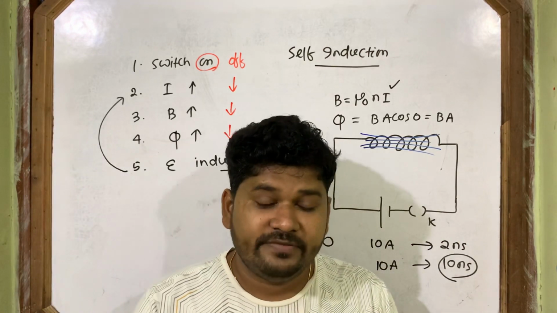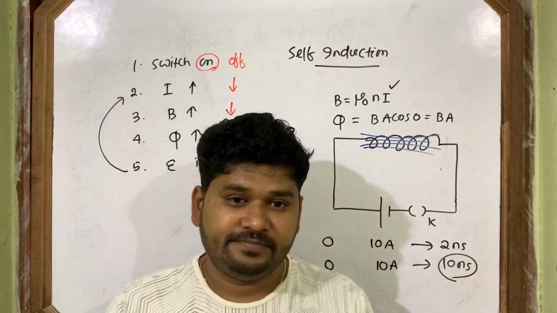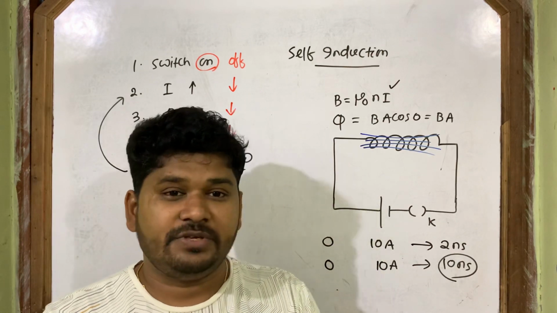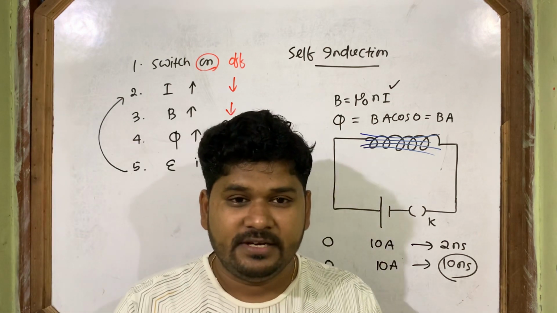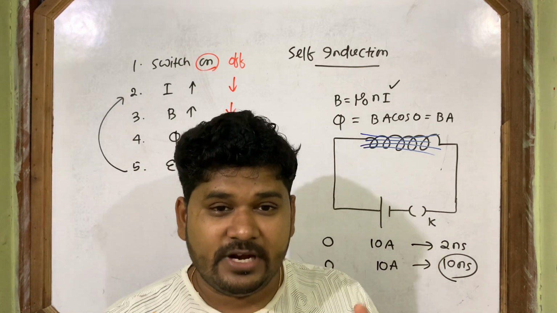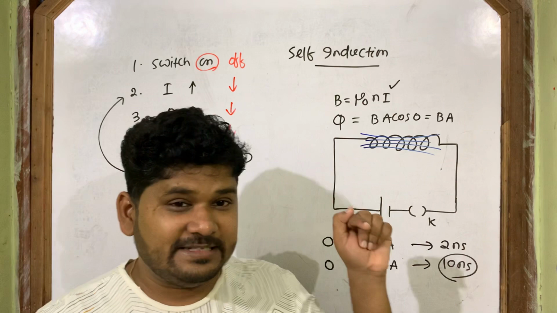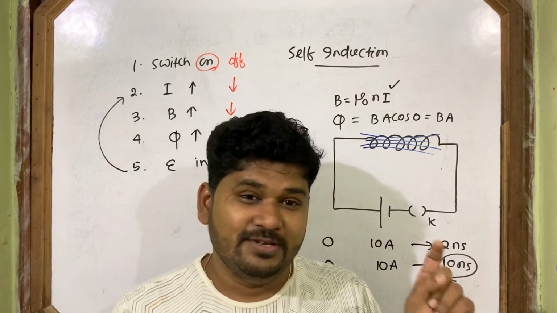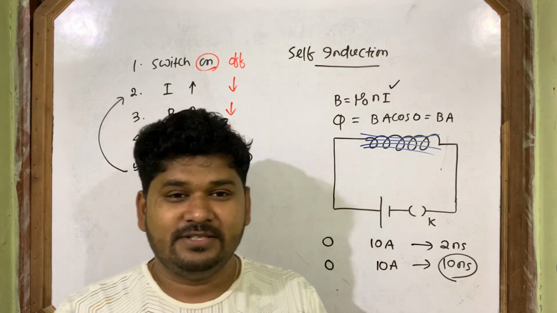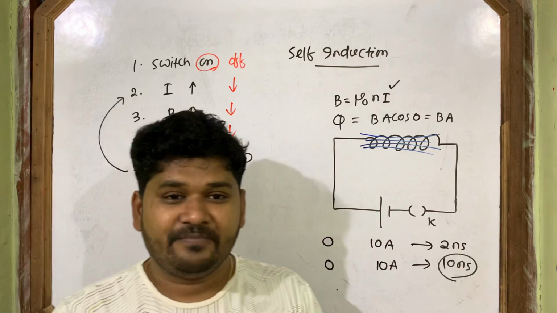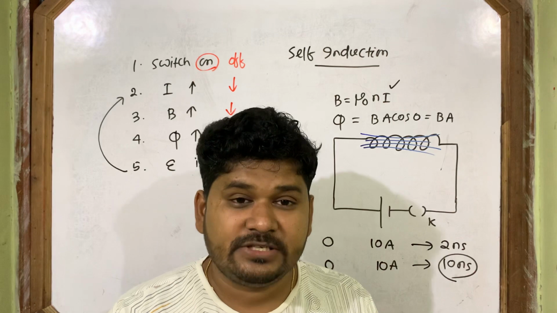Now I will tell you the definition of self-induction. What is self-induction? It is the property of a coil by virtue of which it opposes the change in current passing through it. If current is increasing, the coil will say don't increase. If current is decreasing, the coil will say don't decrease. It will not allow an increase, and will not allow a decrease.